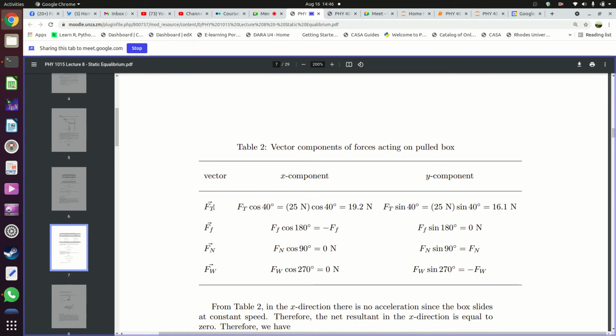The first one is, of course, the force with which you are pulling the box. So that's going to be the tension in the rope multiplied by the cosine of the angle, which is 40 degrees. We know that the tension is 25 newtons. 25 newtons times cos 40 degrees is going to give you 19.2 newtons. Are we clear?